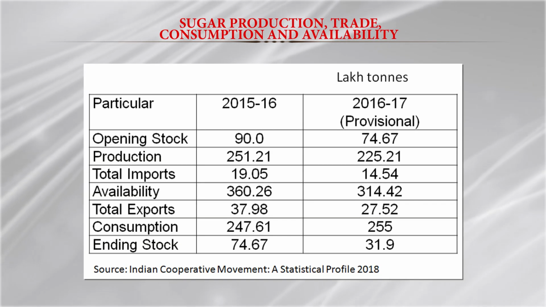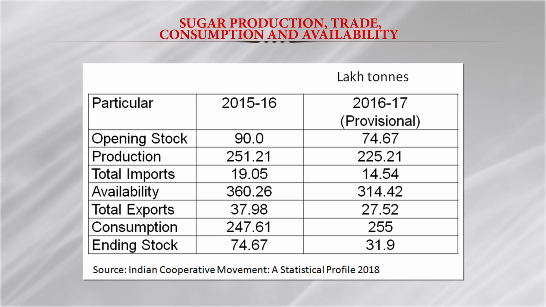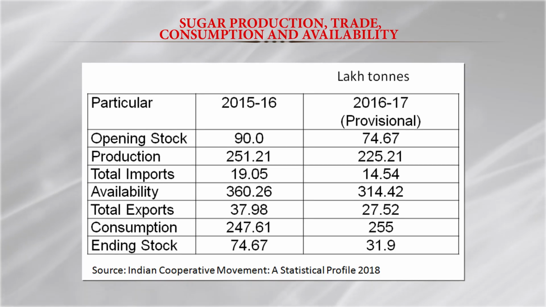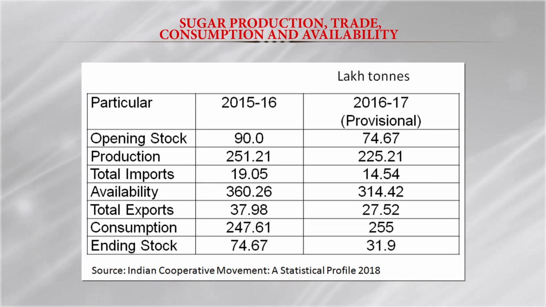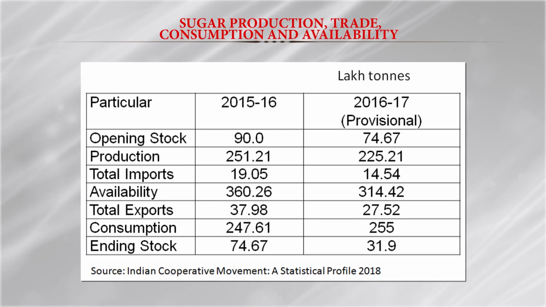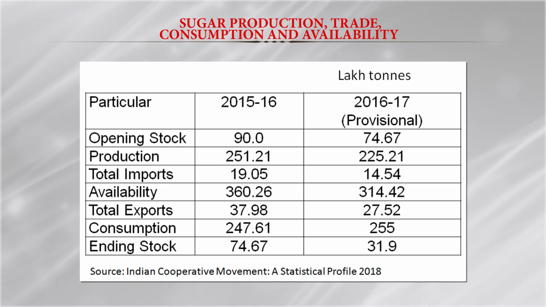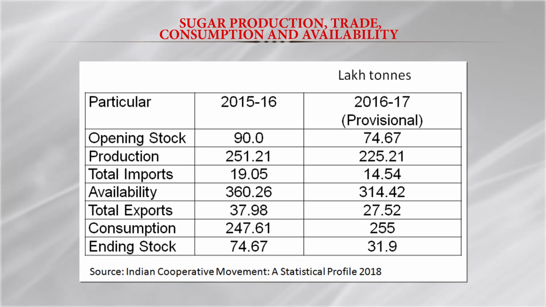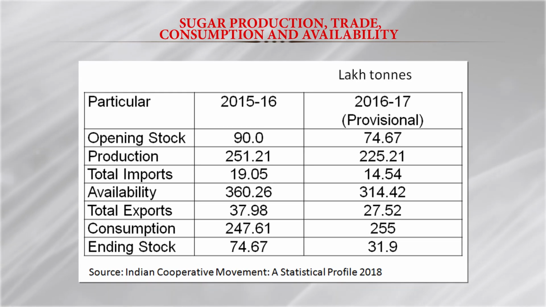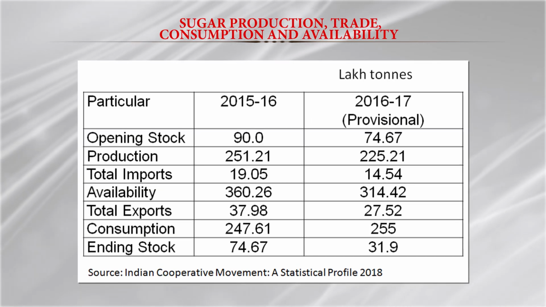So in the year 2016-17, we had a production of 225 lakh tons. Then we had imports of around 14.54 lakh tons. Then the availability of sugar was 314 lakh tons in the country, and the total export was 27.52 lakh tons in the year 2016-17, and the consumption was 255 lakh tons. So consumption is also increasing over the period of time, and the ending stock in 2016-17 was 31.9 lakh tons.